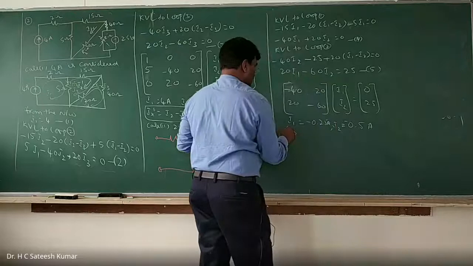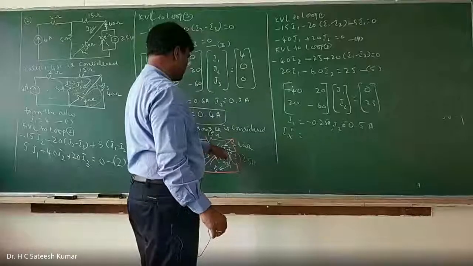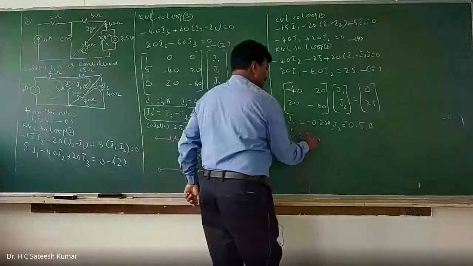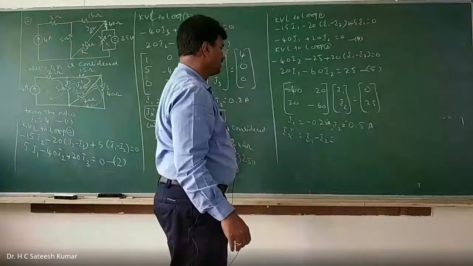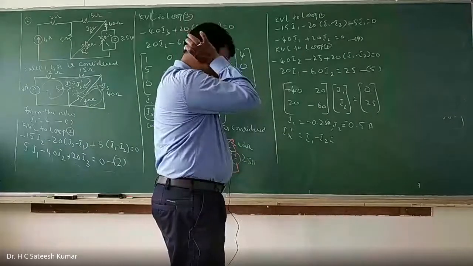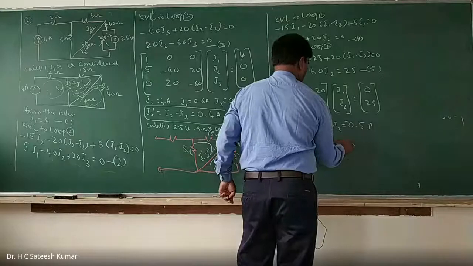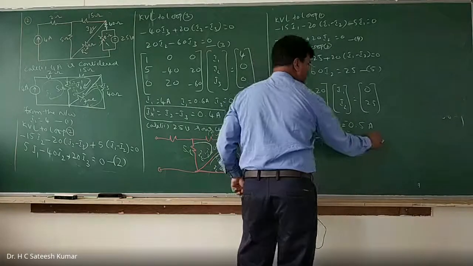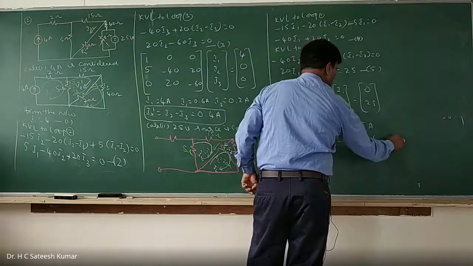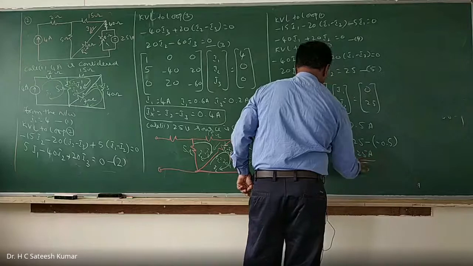Now Ix double dash is equal to I1 minus I2. Which is equal to what? I1 is minus 0.25, minus I2 is minus of minus 0.5. So which is equal to plus 0.25 you will get. Okay, right. This is Ix double dash.